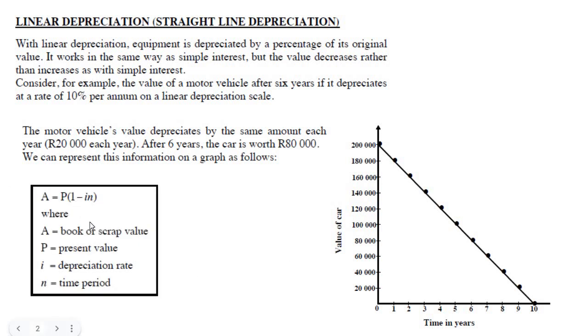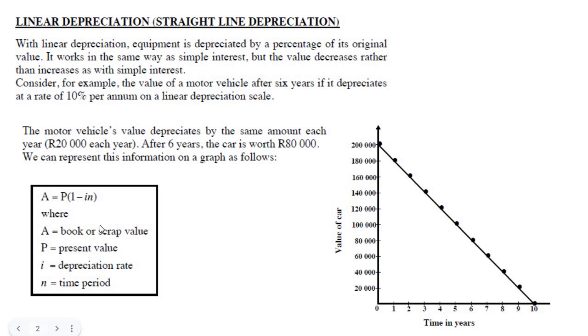This is the formula you use for straight line. P is what you start with. A is what you end up with. We call that the book or scrap value because when things depreciate, you trade them in. With straight line, you just go the interest rate times the number of years, and that's it.